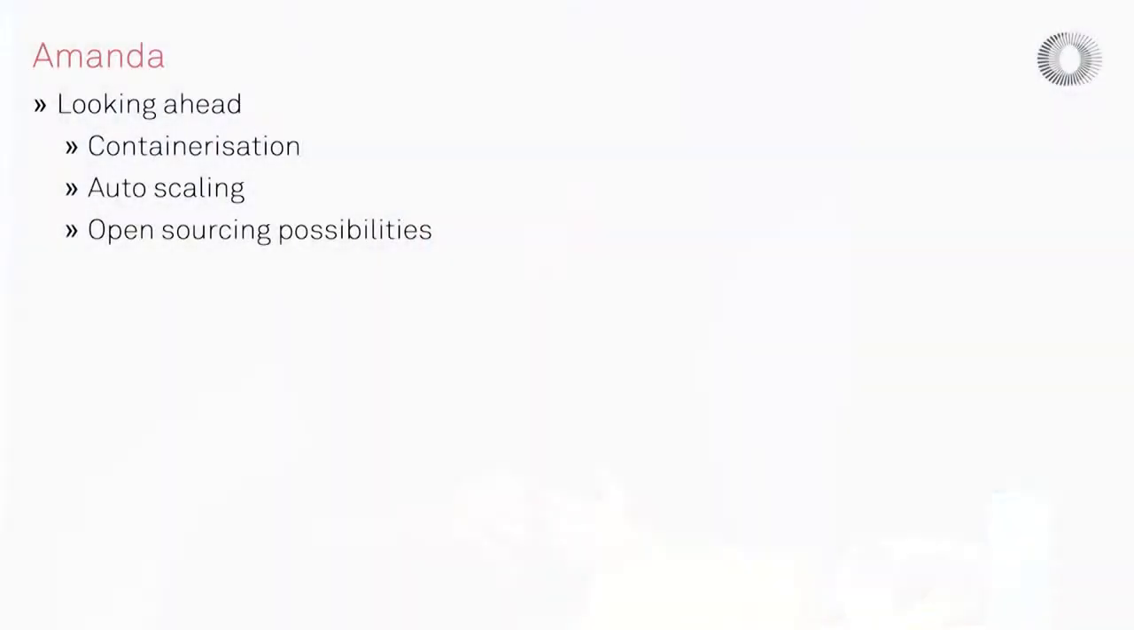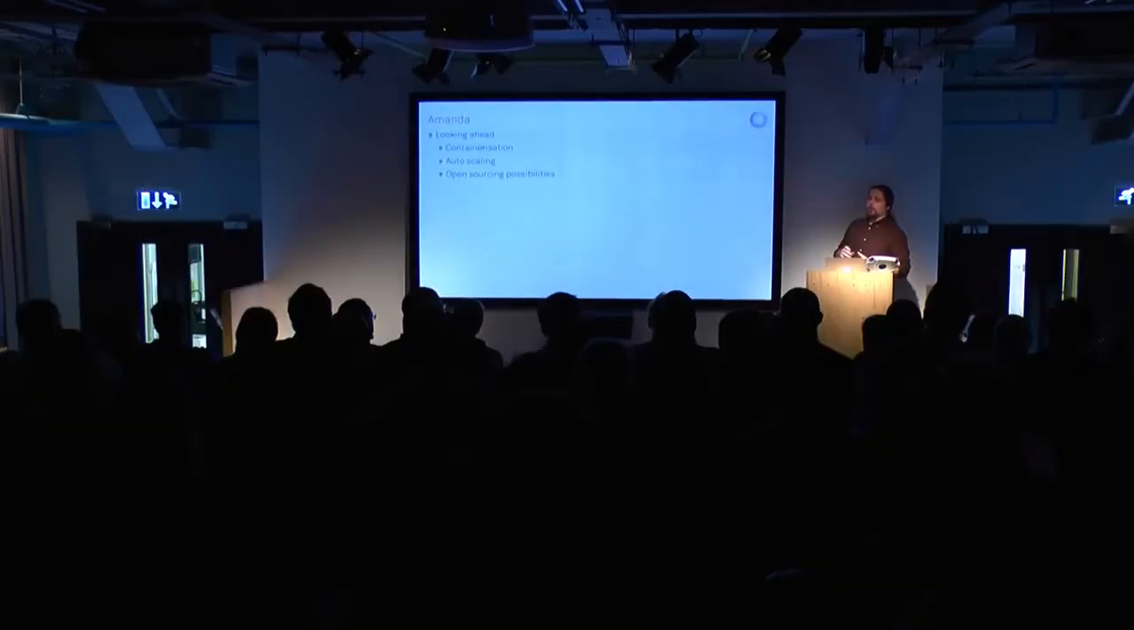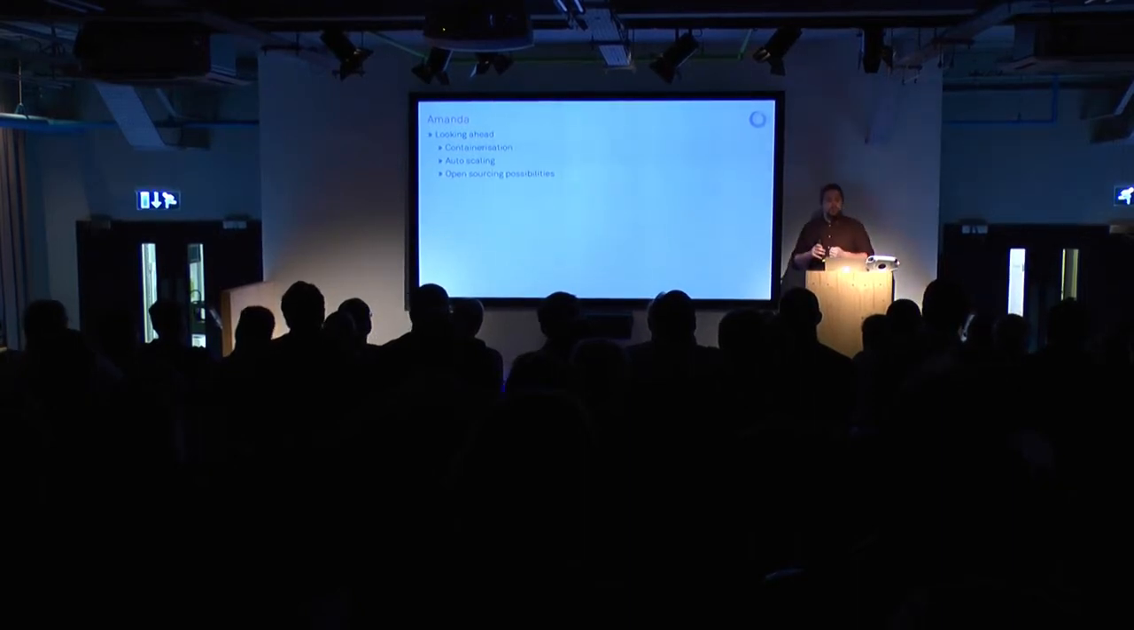The other one is auto-scaling. At the moment, we decide when we need to scale up. We have a lot of metrics where we can see, okay, my queue length is getting too long, it might be worth spinning up a couple more services. We're also looking at actually open sourcing the system.